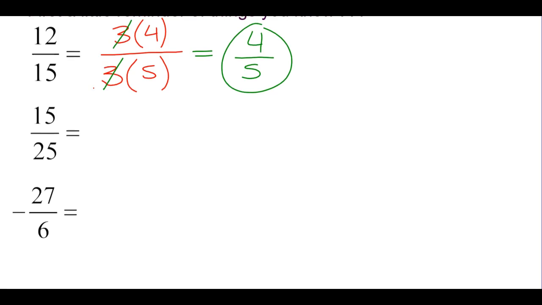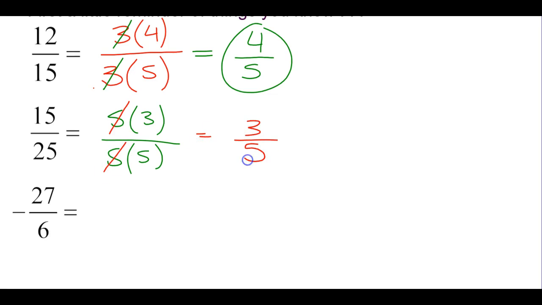What do both of those numbers divide by? 5 times 3 and 5 times 5, right? So 5 divided by 5 cancels. Therefore, my answer is 3/5. Do the last one on your own real quick.